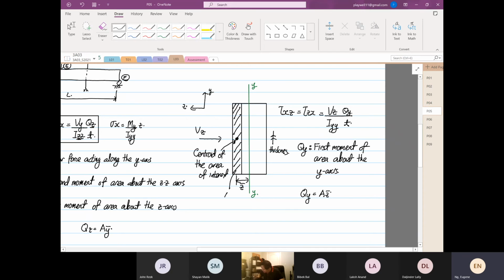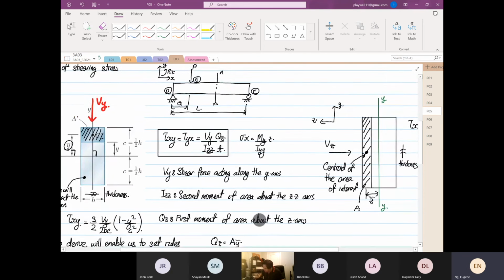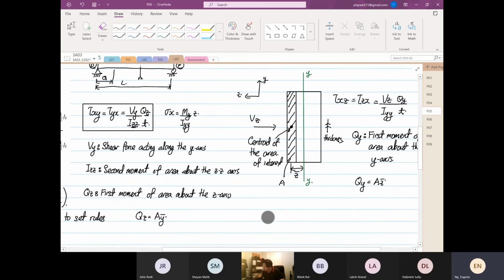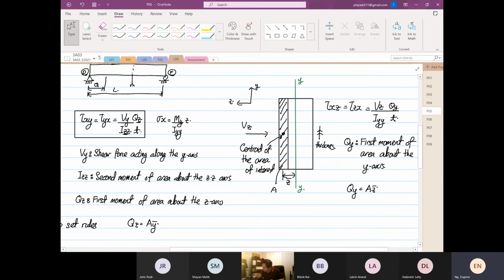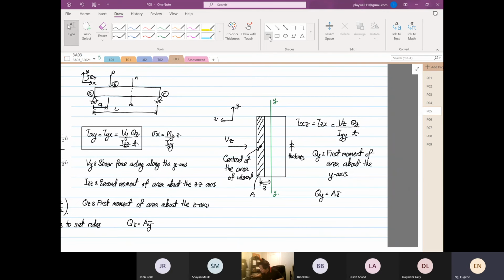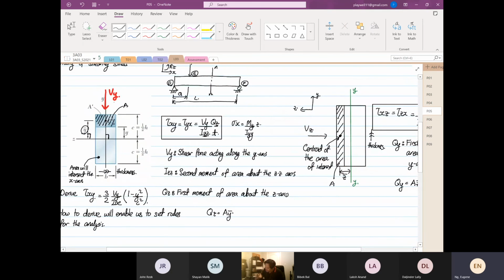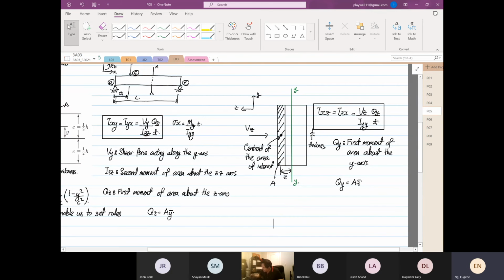This is the area. Likewise over here, this is also our area, the shaded region. Are we clear? So there are two different forms of formulas. It all depends on where the shear force is acting. The first one that we drew on the left, the shear force is acting in the y direction. In the next one, the shear force is acting in the z direction.